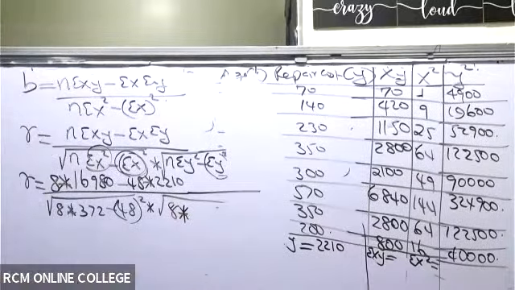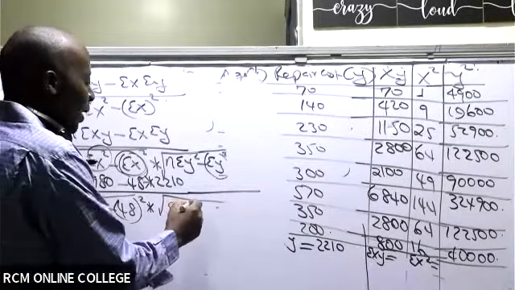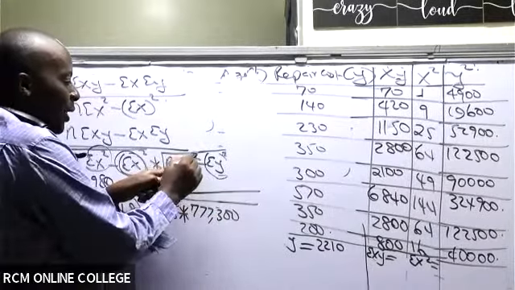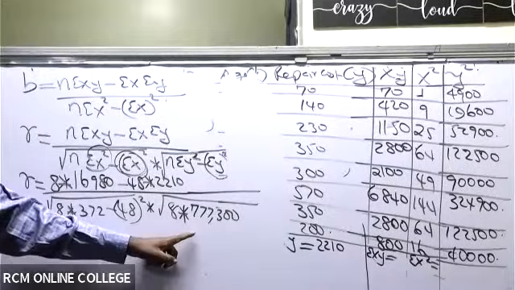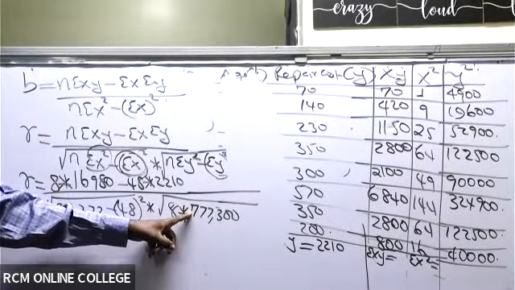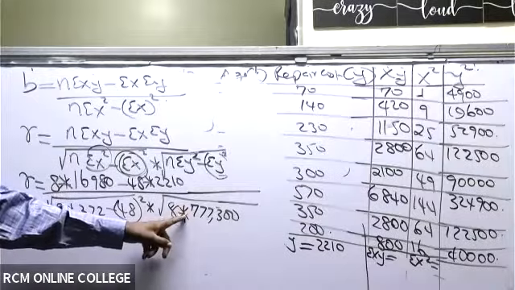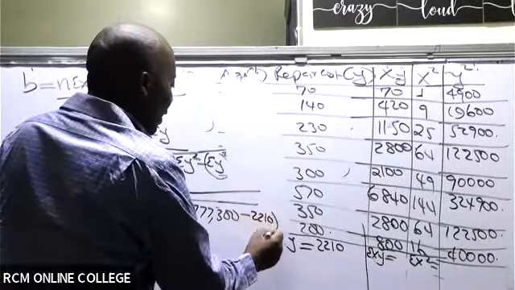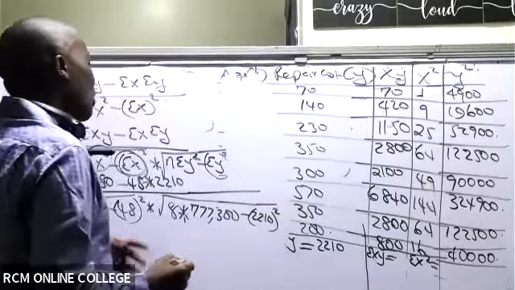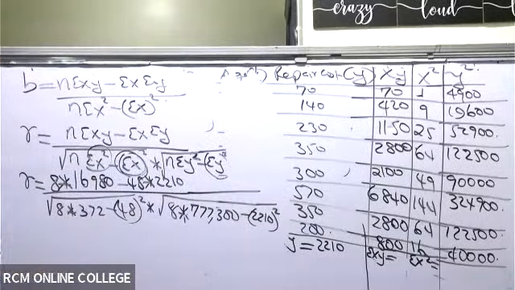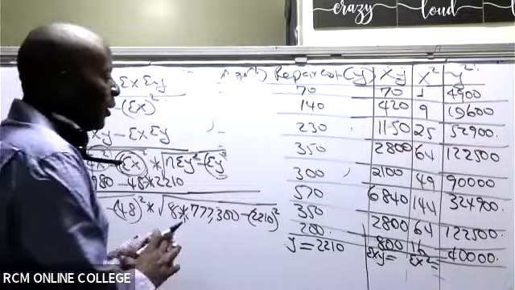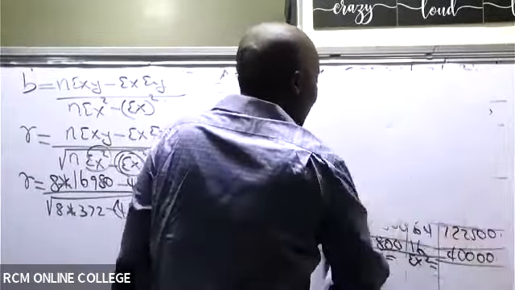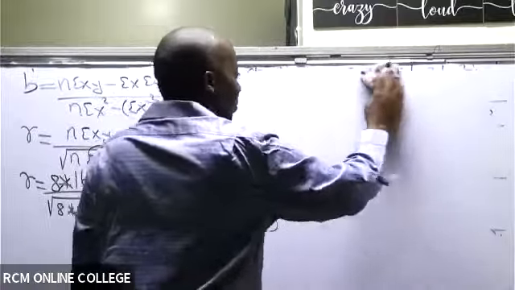Summation of y squared, you guys gave me a big number. Was it 777,300? Are you able to remember this number, 777,300? Yes. Minus summation of y that I have here, 2210. Now you square this. It may look big, but trust you me, it's very simple, it's a very simple thing.